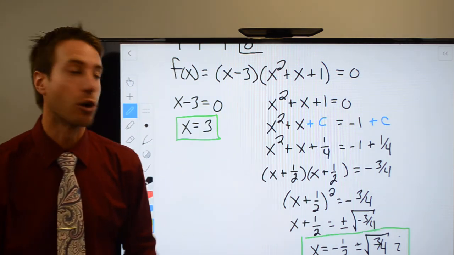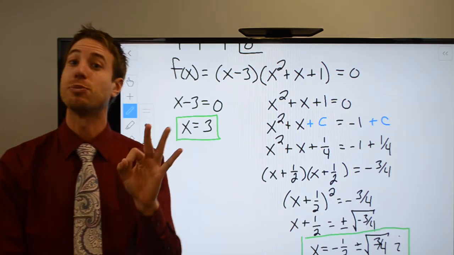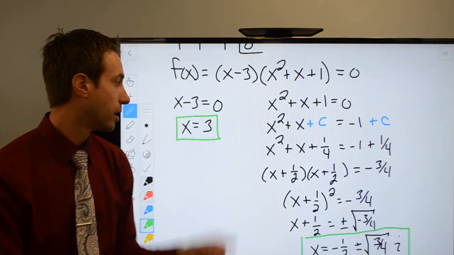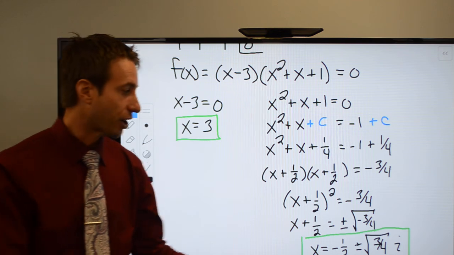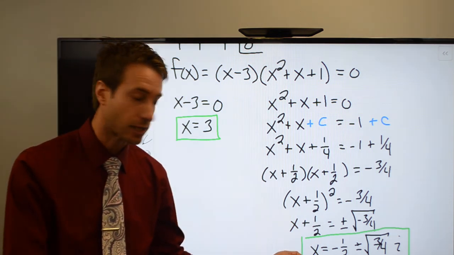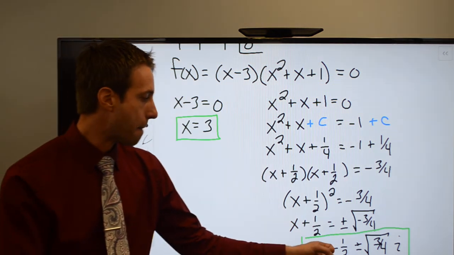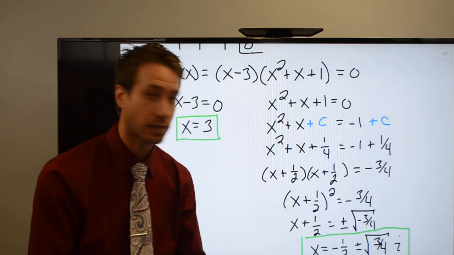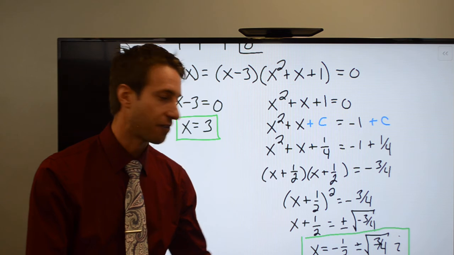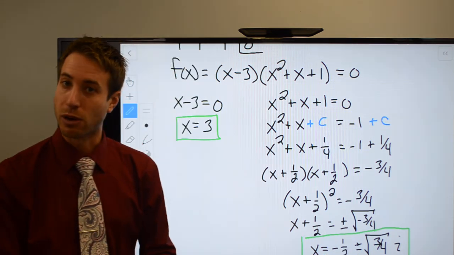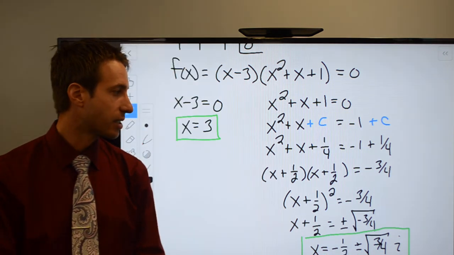Okay, so my polynomial was a third degree polynomial, which means I should get 3 zeros. Here's one, x equals 3. My other two are the complex conjugates of this imaginary number. Minus 1/2 plus the square root of 3/4 i, and minus 1/2 minus the square root of 3/4 i.